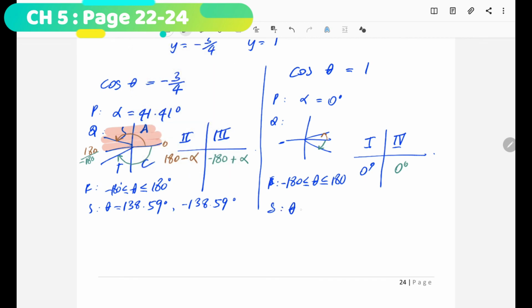Therefore, untuk solving theta is equal to 0 degree, kumpulkan jawapan awak. So, 0, 138.59 degree, negative 138.59 degree. So, that's all.